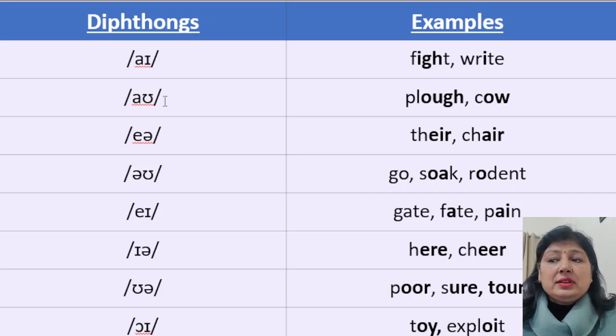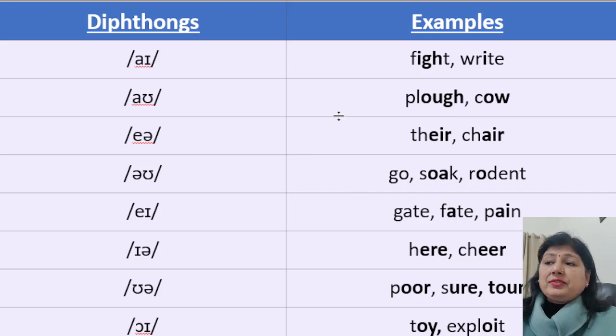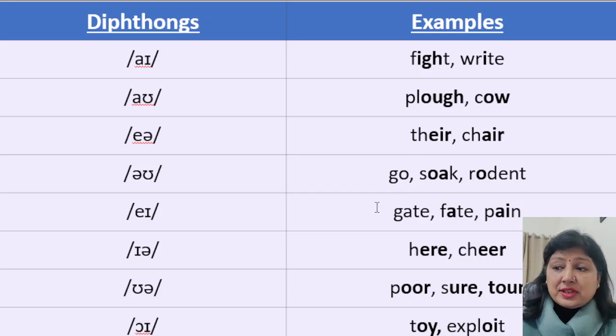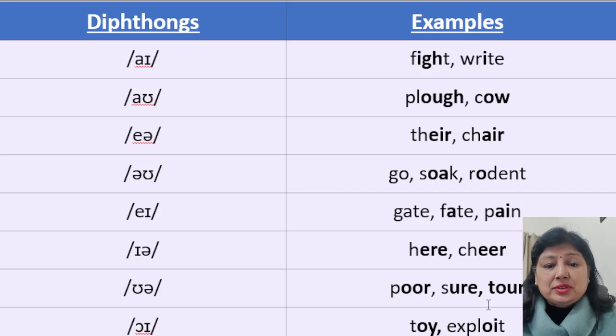In the same way, the word plow or cow, or the third diphthong used in the word chair, there, etc. Next is used as in soak or rodent, go. The next diphthong is used in the words fate, pain. Next is used in the words here, tear. The sixth one is used in the words poor, sure, tour. And the last one is used in words like toil, exploit.